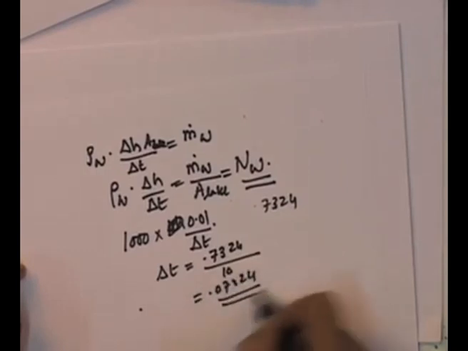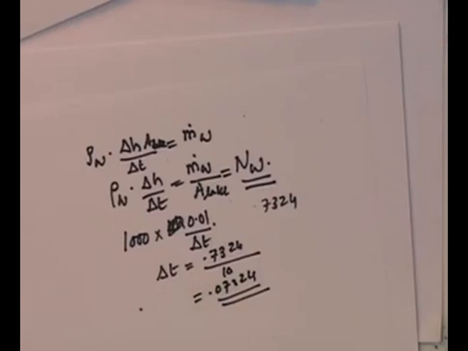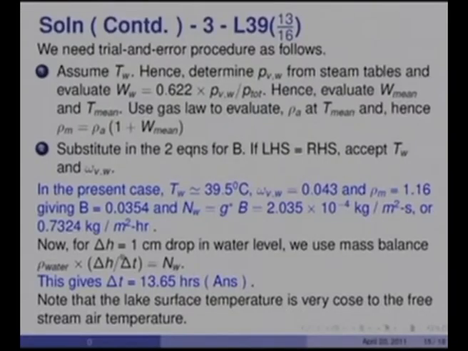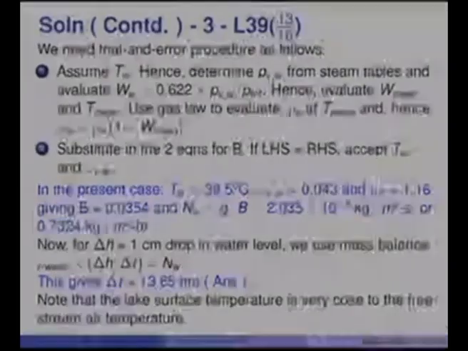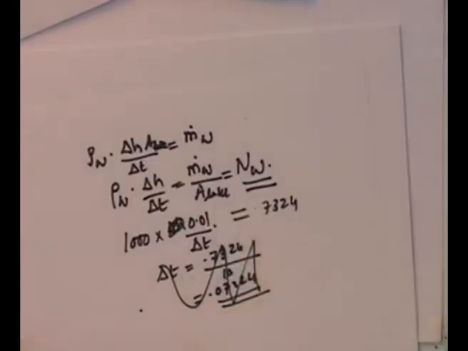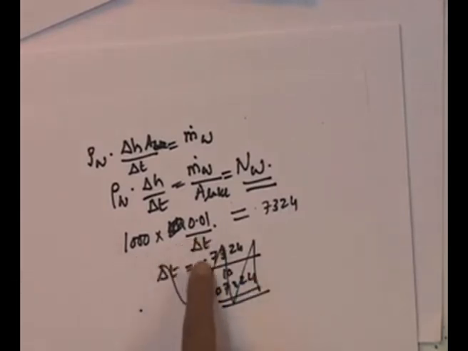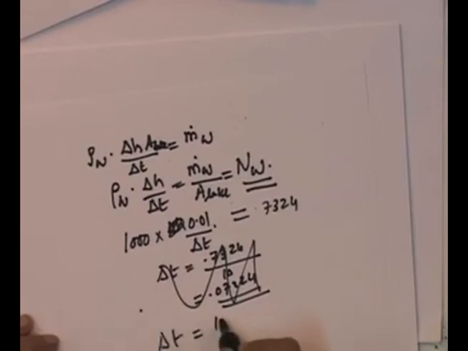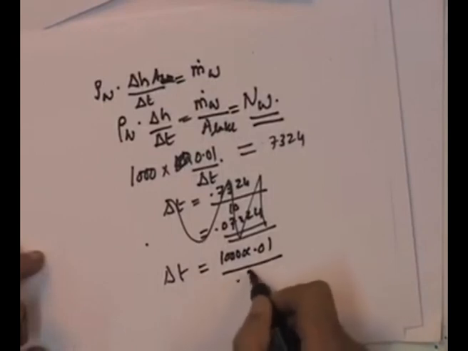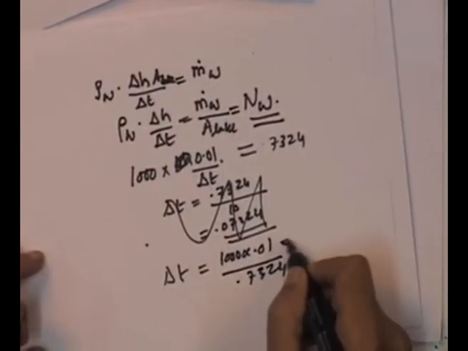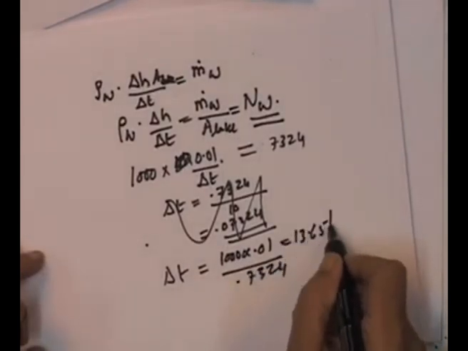So, if I evaluate that, sorry, beg your pardon, in terms of hours, NW is 0.7324 on the right hand side, delta H is 0.01, rho is 1000, and therefore, delta T will be 1000 into 0.01 divided by 0.7324, which gives you 13.65 hours.